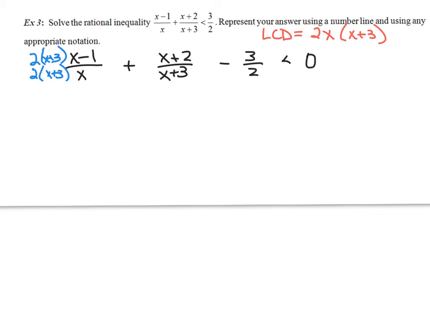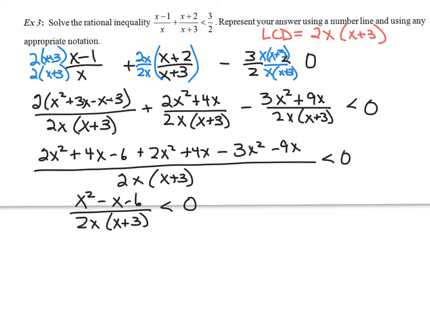The second fraction is missing the 2 and the x, so we're going to multiply the numerator and denominator by 2x. The last fraction is missing the x and the x plus 3, so let's multiply the numerator and denominator by both of those. Now, this is where the algebra is a little bit complicated. I'd like you to pause the video and do that distribution and come back and check and see if you got the same fractions that I got.